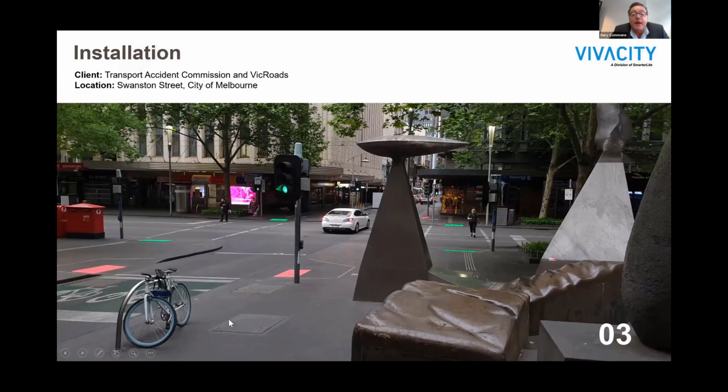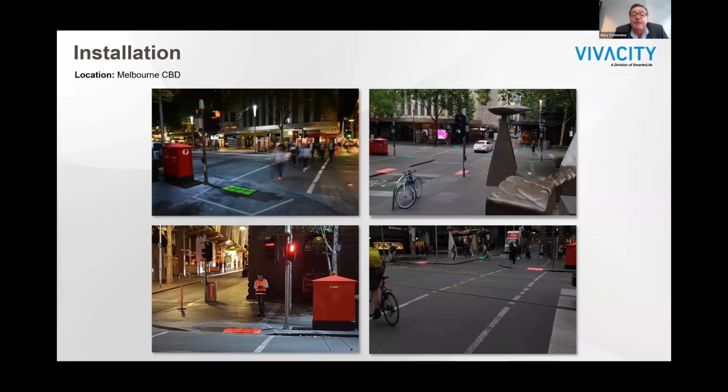This is the intersection that we have done in the city of Melbourne. The client was TAC and VicRoads. As you can see, this image here was taken in daylight, and the tactiles are very visible in daylight. They've been designed to work in day and also at night. The image you see here is the same intersection. On the right-hand side, this is daytime, and on the left-hand side, you can see the nighttime image.